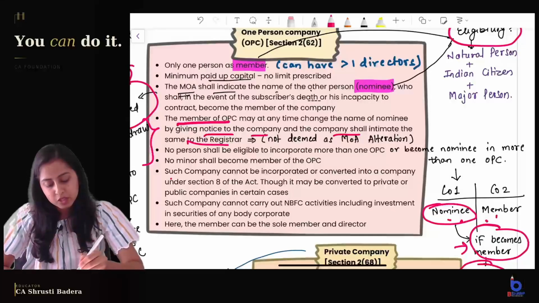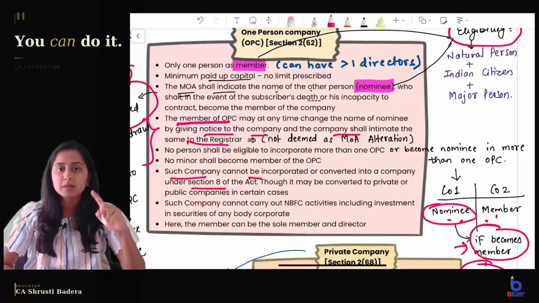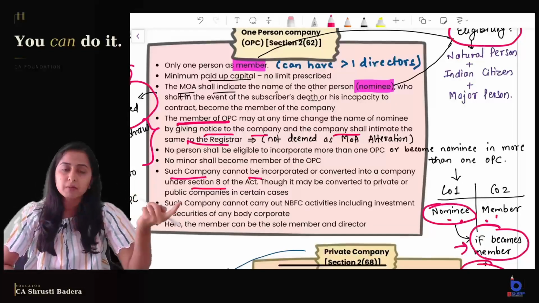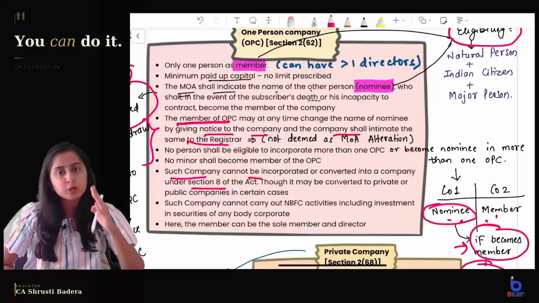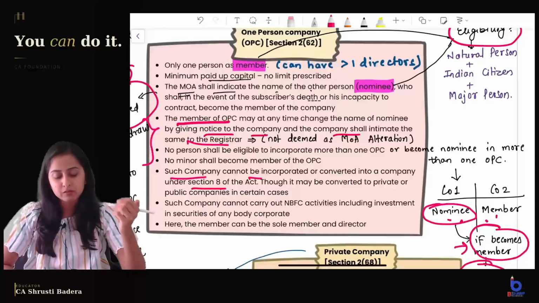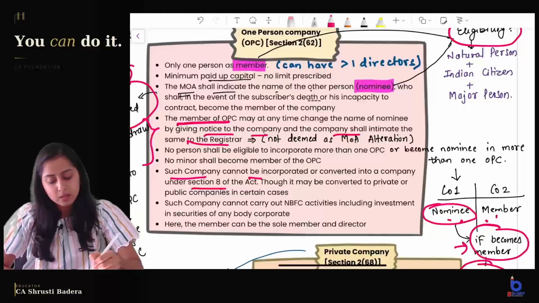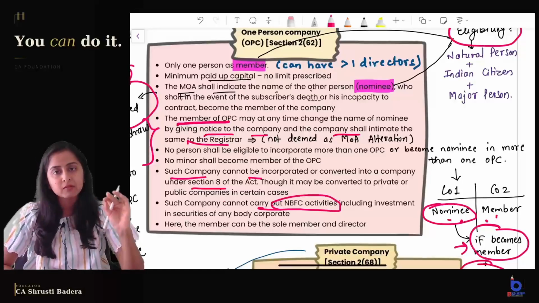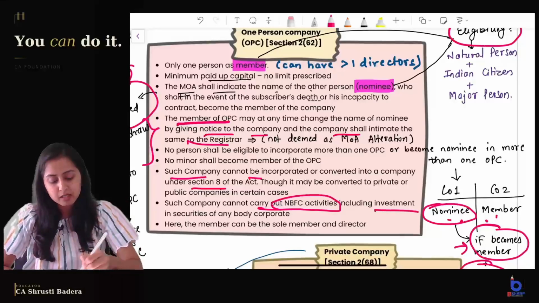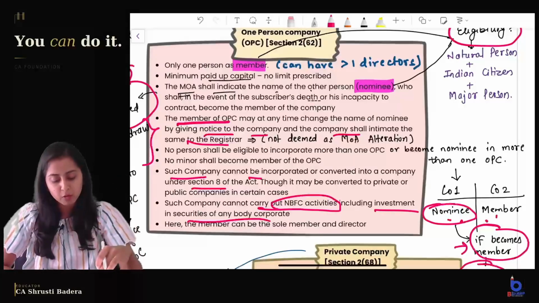Along with it, such a company, an OPC, cannot be incorporated to carry out the activities of a Section 8 company. But can an OPC be converted into a private company or a public company? Yes. An OPC is always going to be a private company, but which private company? That means a private company with a minimum of 2 members, or you can convert it into a public company as well, but you cannot convert it directly into a Section 8 company. Such a company cannot carry out NBFC activities. Such a company even cannot invest in any security of any body corporate. It cannot invest in other body corporates.